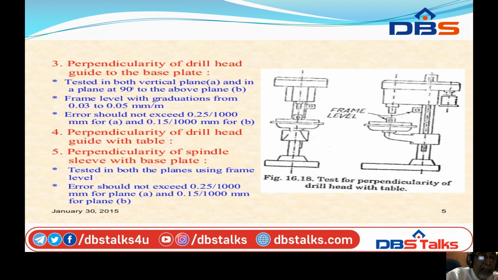Then perpendicularity of spindle sleeve with base plate. This is tested in both the planes using frame level. Error should not exceed 0.25 per thousand millimeter for plane A and 0.15 per thousand millimeter for plane B.